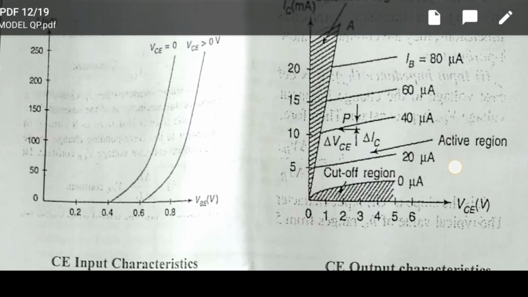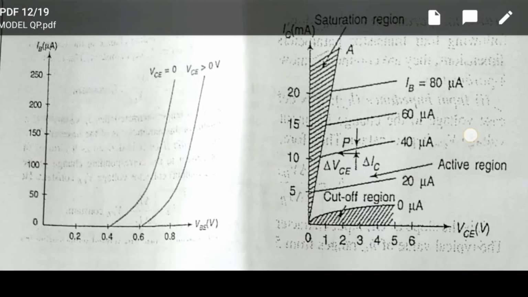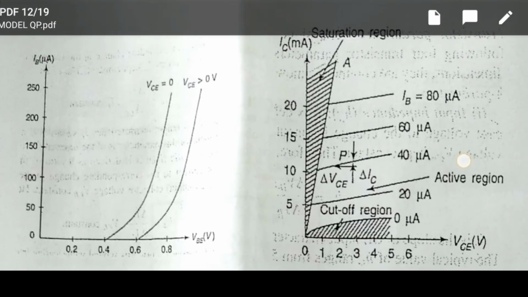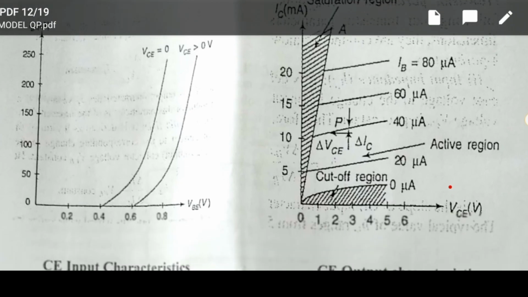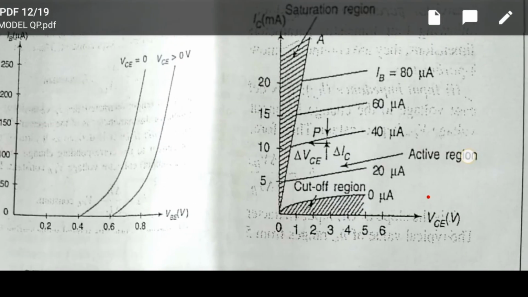The characteristics: input characteristics and output characteristics. Common emitter input: VCE equal to 0, VCE greater than 0. VCE means collector to emitter voltage. This is the output characteristics of the common emitter configuration.